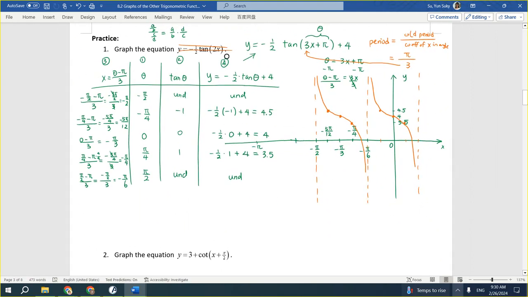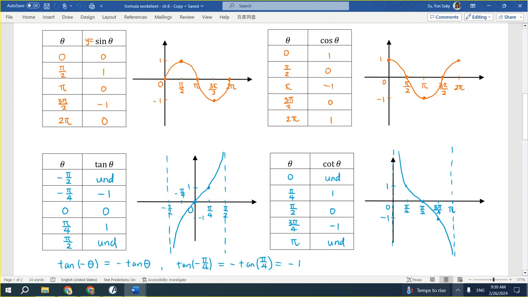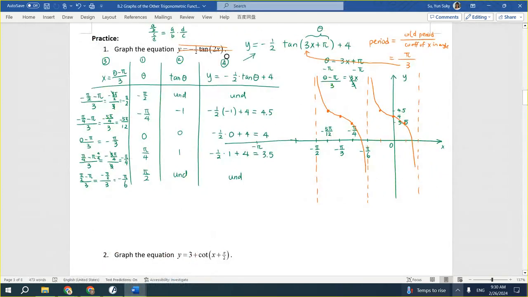So for the cotangent, your setup is x, theta, cotangent. So your theta and cotangent theta values will be different. You still have this paper, right? Use those values as your setup. So everybody work on this?